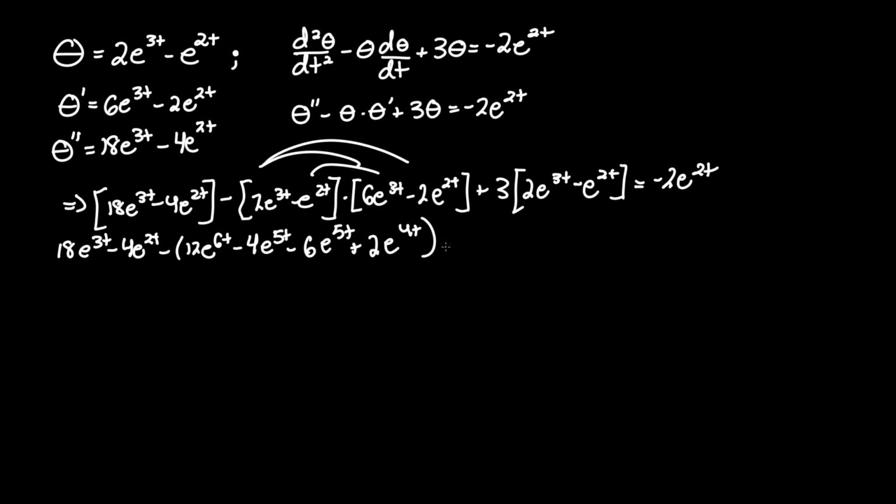And now closing the parentheses, plus 6e^(3t), we're just distributing the 3, minus 3e^(2t), equals negative 2e^(2t).